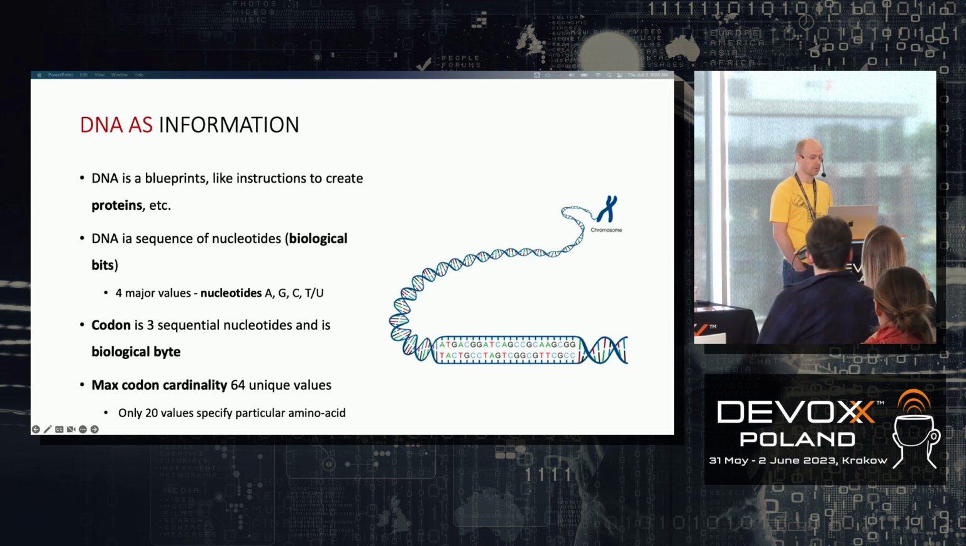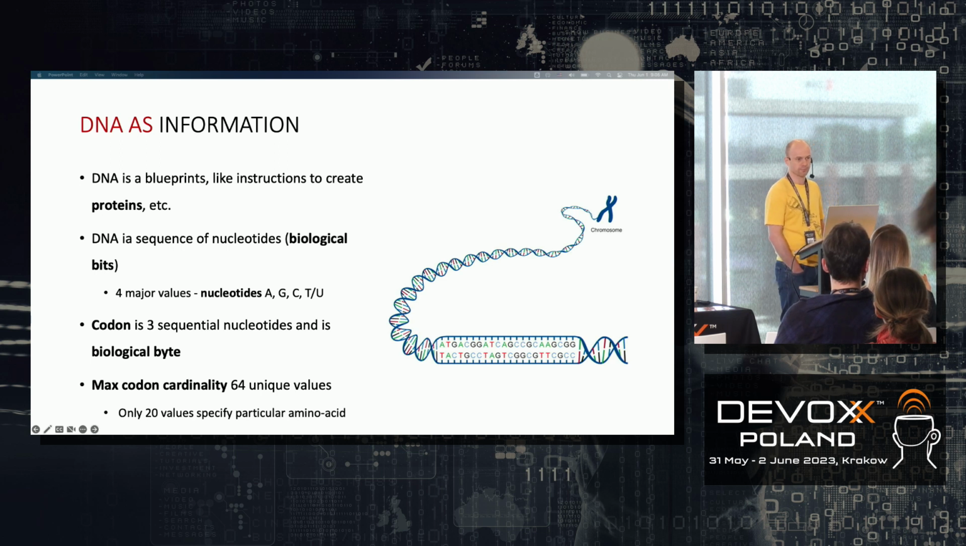A codon is 3 sequential nucleotides in a row. As you can see, the maximal cardinality of the codon is 64 values, and only 20 of them are reserved for particular amino acids, which are the essential material for the protein we're going to build today. And what about the rest of the values, right? 44 values. They are reserved by nature for different purposes, and some of them will be revealed today.